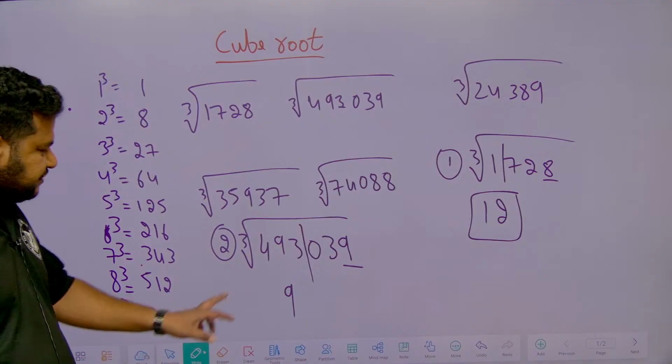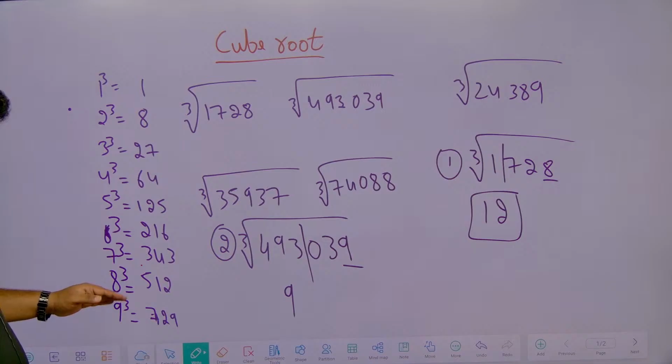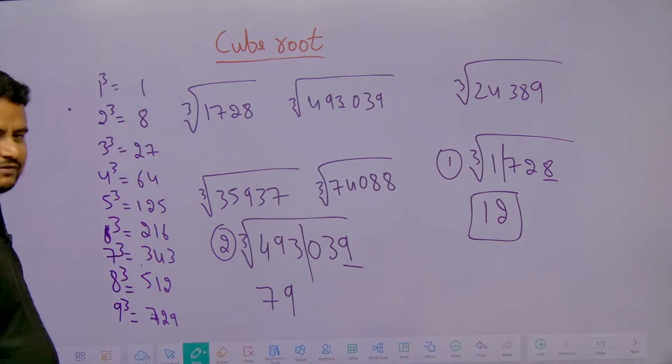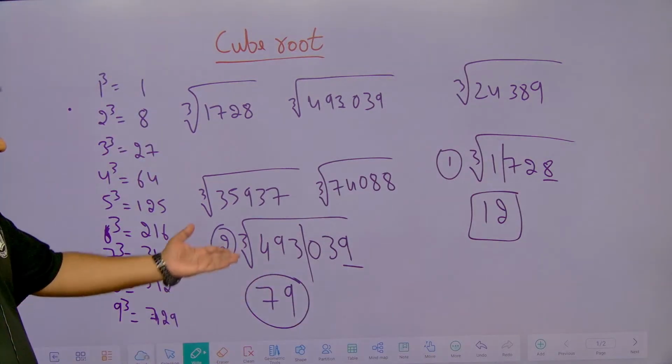Now we are having 493. 493 is coming between which cube and which cube? 7 cube and 8 cube. Which is the smaller? 7 cube. Out of 7 cube and 8 cube, we have to take the smaller number, so I will take 7. So the answer is 79.